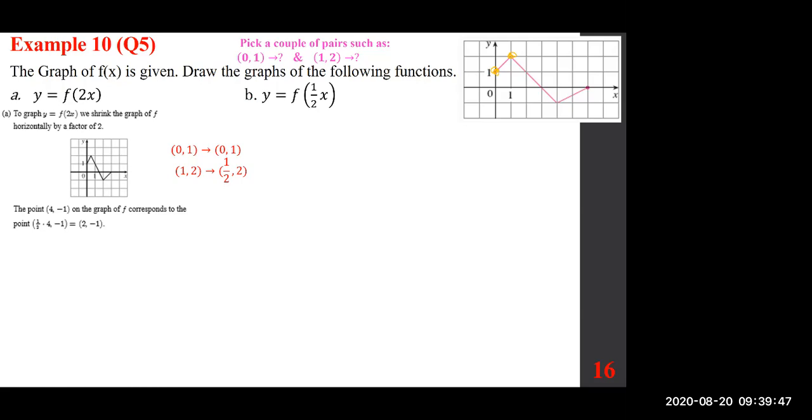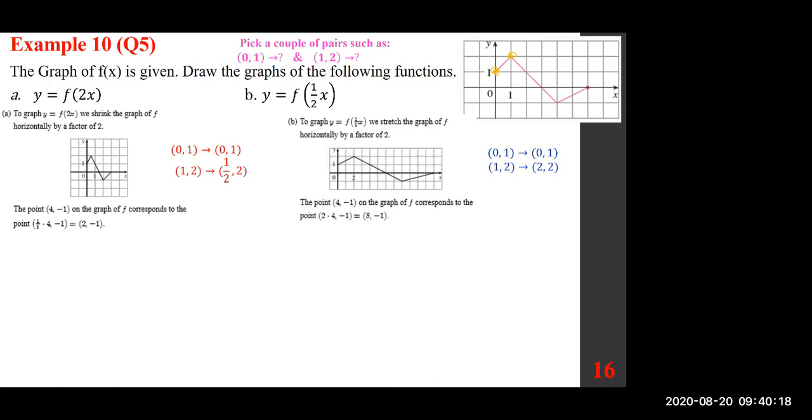Now, what about part B? The x is intact, but the y is changed. My apologies. The y is intact. The x is now the 1/2. That means really the reverse process. So we stretch it horizontally. So those numbers get multiplied by 2. So the first one is 0, 1. 0 doesn't change, but the second one is 1, 2, and the 1 gets multiplied by 2. And there you have it.